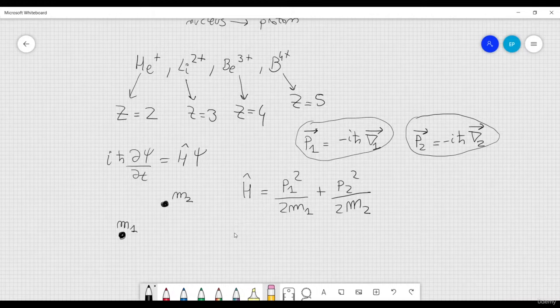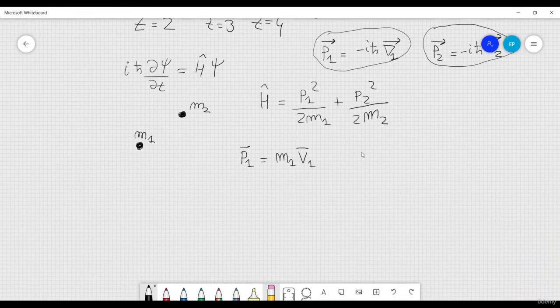Now let's reason classically. What do we know classically? We know that the momentum of the first particle is equal to the mass of the first particle times the velocity of the first particle. Instead of using vectors or arrows, I'm using just these straight bars to simplify my handwriting, but this means that I'm considering vectors. And of course, the same holds for P2: P2 will be equal to m2 times v2.